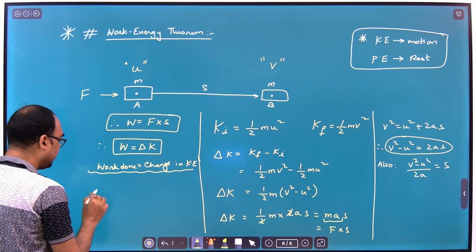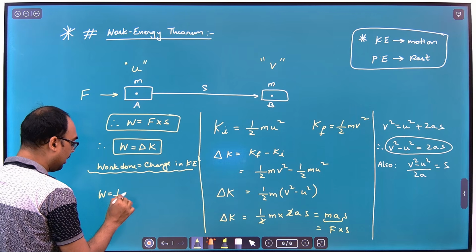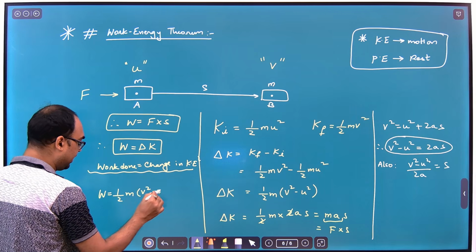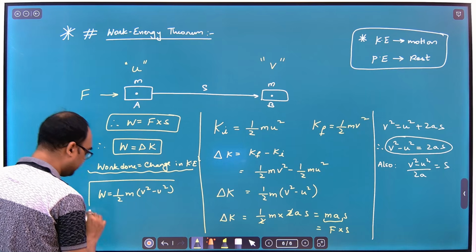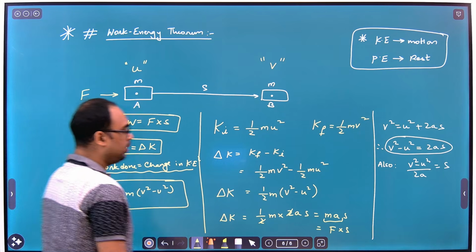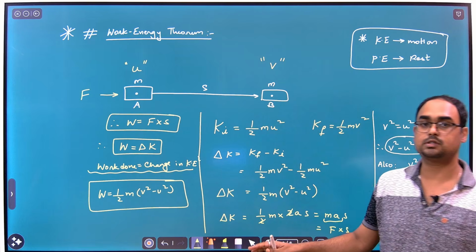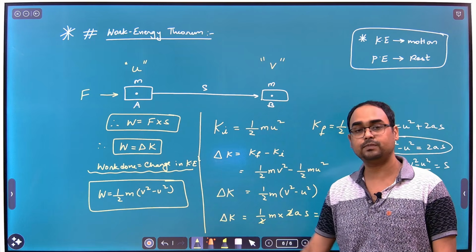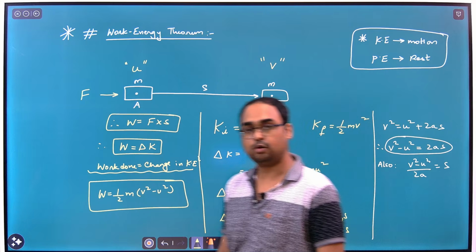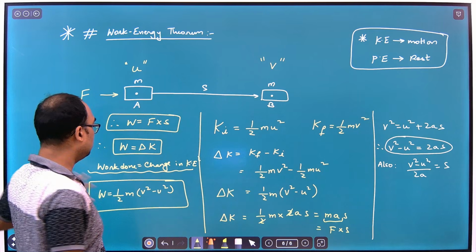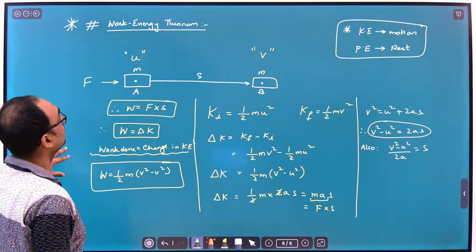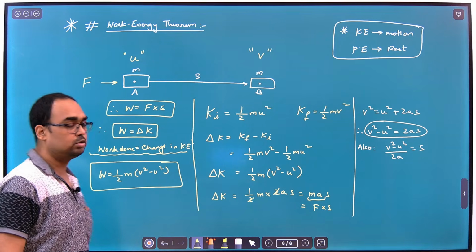So the general format is W equals half m into v square minus u square. You will get this type of sums that will require this formula. Those sums are very important. So just go through this once.